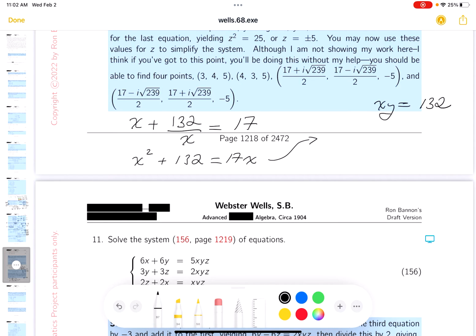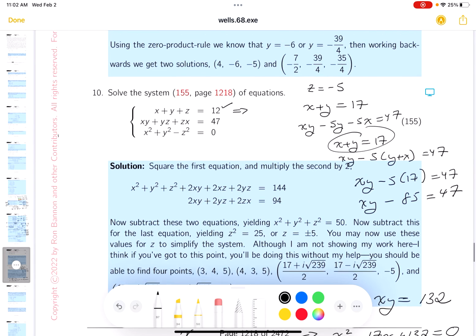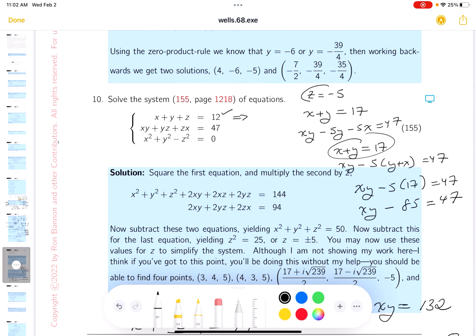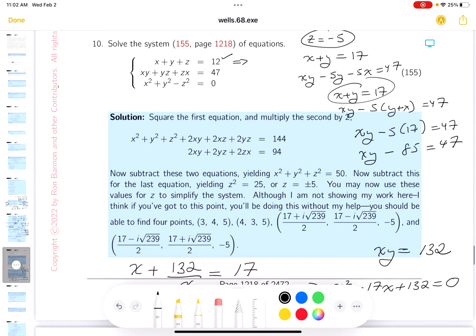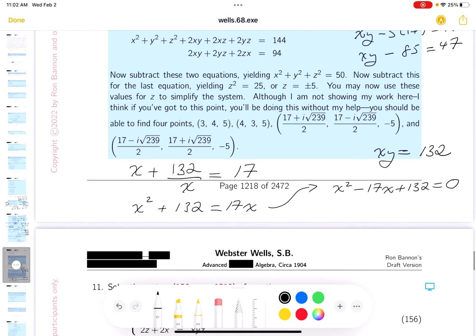I'll write that down for you. It's x squared minus 17x plus 132 equals 0. And I have to solve that equation, but I want to point out this is when z is minus 5. All right? Now, what do I know about the x in this problem? There'll definitely be two x's. It's quadratic. All right? So, how do I solve that quadratic?